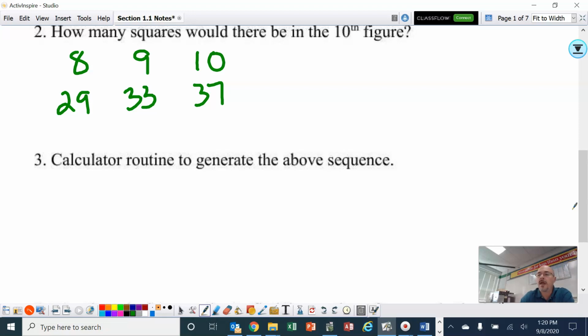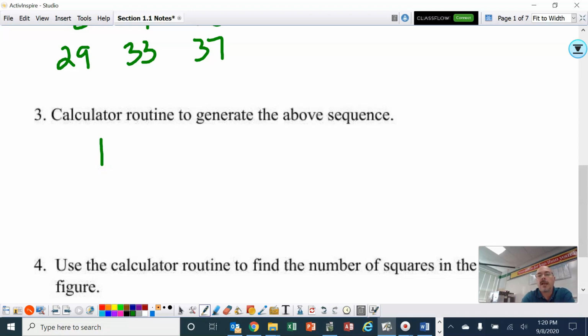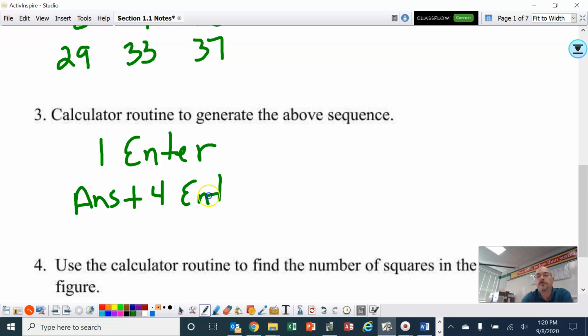So what we're going to do, so the pattern starts with 1 square. So I'm going to start with 1. And after I do that, I'm going to hit the enter button on the calculator. Okay, just write it. We'll practice it here in a minute. Okay, then what I'm going to do is I'm going to hit the plus sign. But when I hit the plus sign, this ANS thing is going to pop up. Okay, that stands for answer. What was the answer to the last thing you just did? And then what we're going to do is we're going to add 4, and then we're going to hit enter. And then what we're going to do, ladies and gentlemen, is we're going to just keep hitting enter.